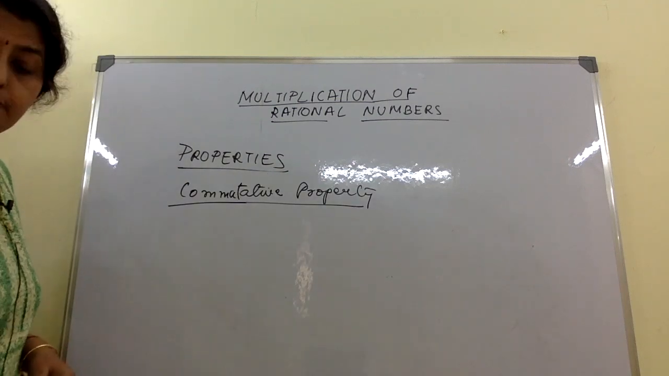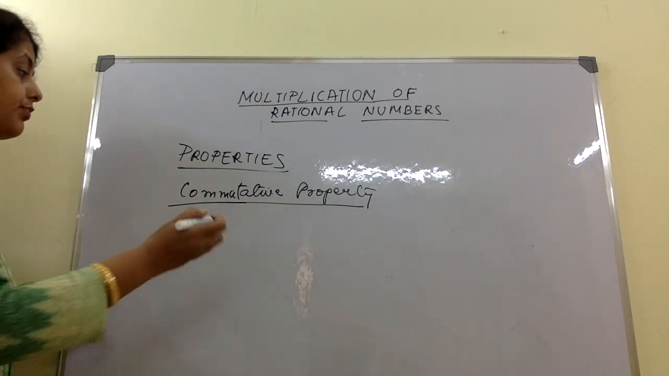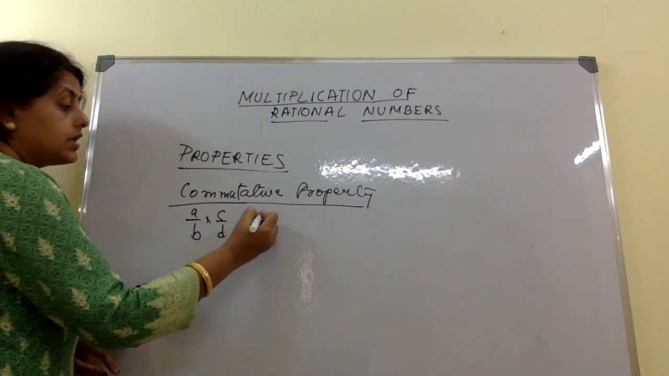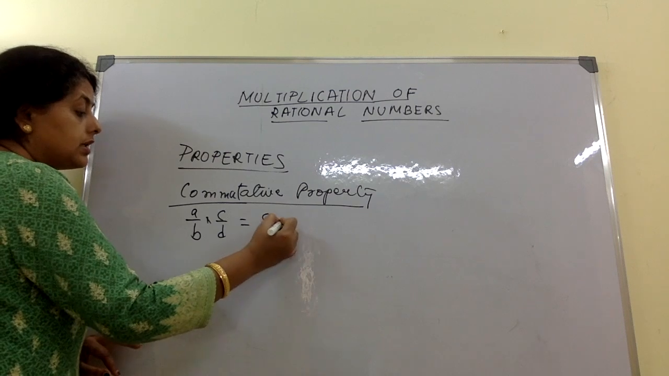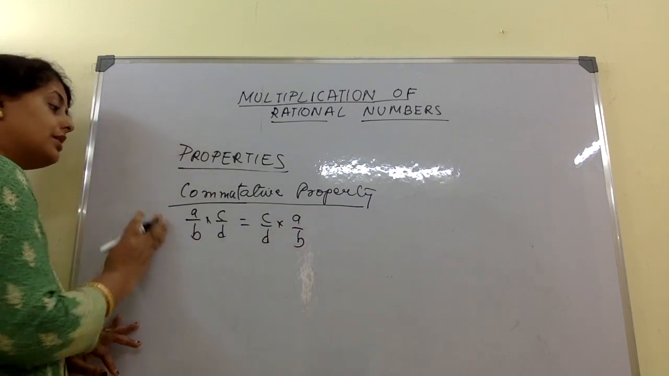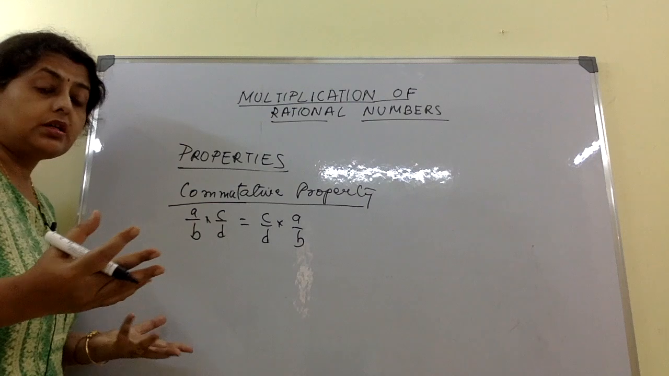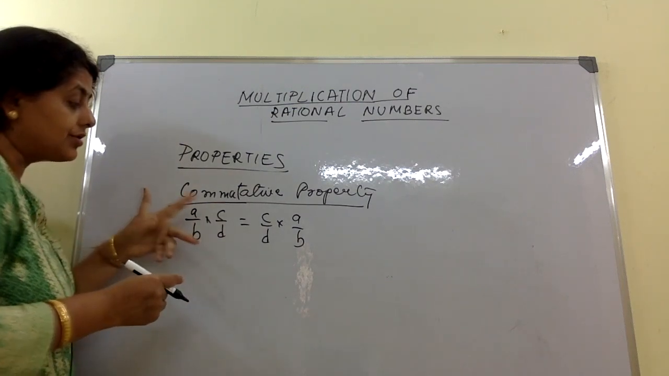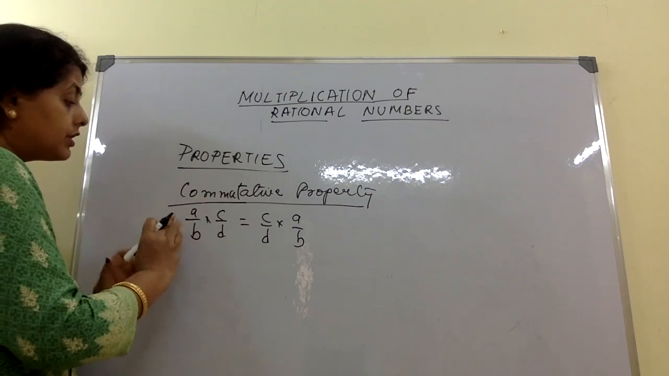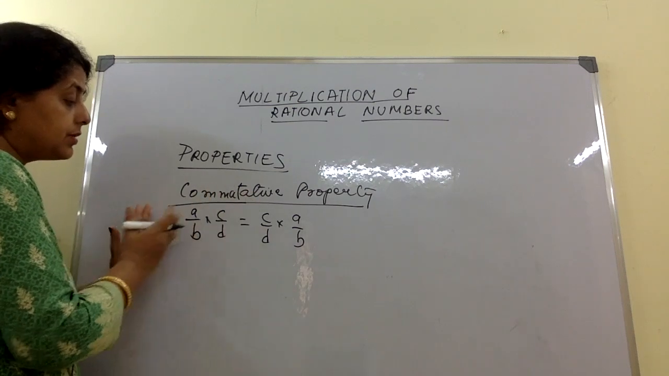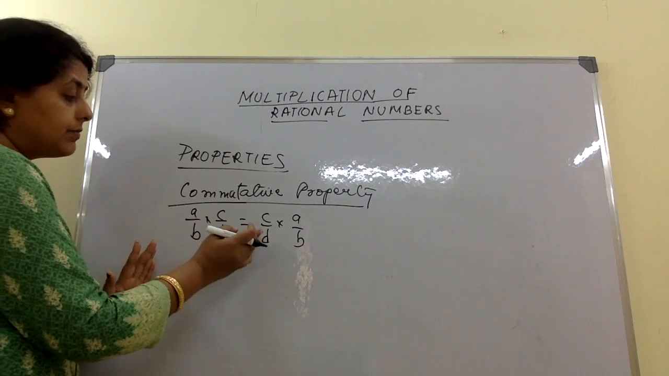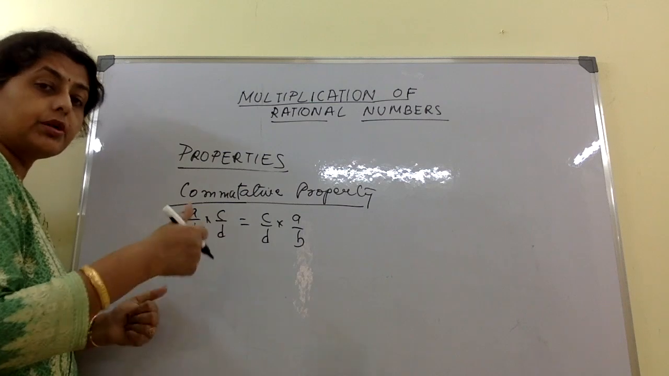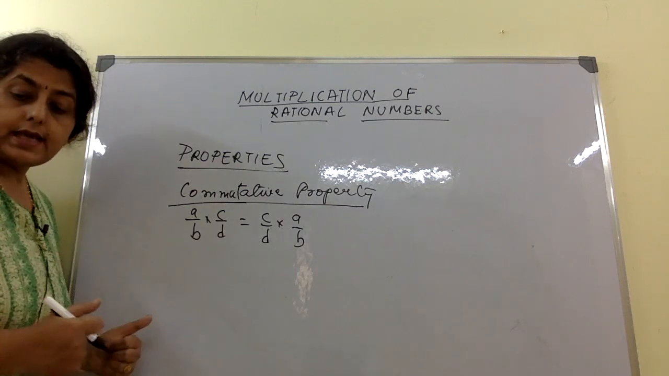Commutative property. So commutative property is simply this: A by B into C by D, if I write algebraically, is C by D into A by B. Your teacher might have given this to you and you might be thinking, what is all this? Here we have one rational number, here we have another one. If you multiply A by B first, keeping it to the left, or keep this to the left and that to the right, even then you get the same answer. We are going to prove it with the help of examples now.